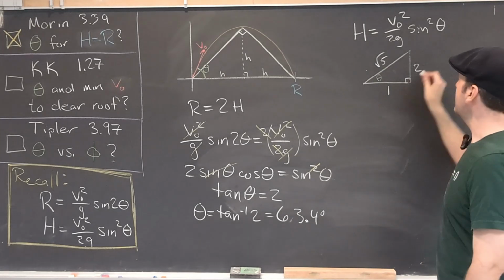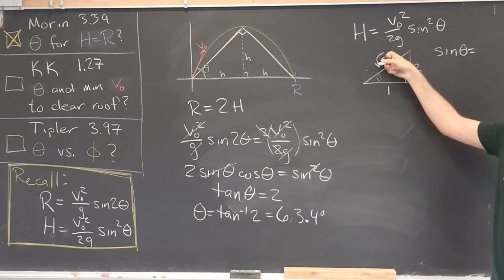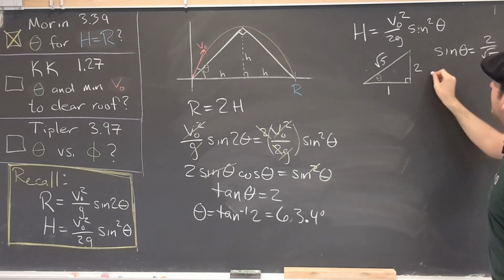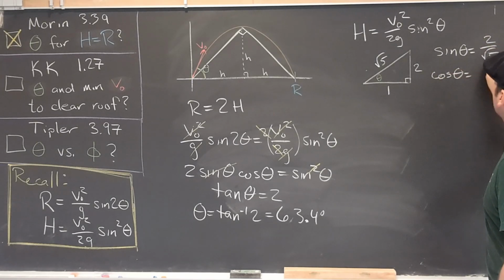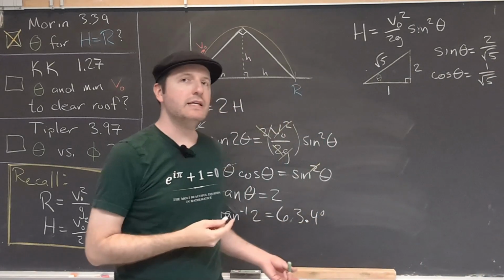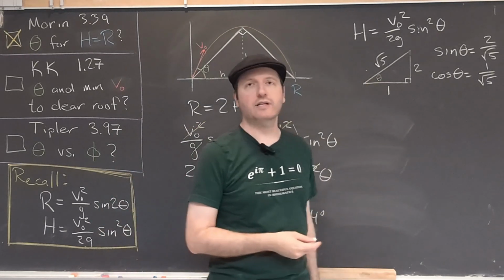And now that tells me immediately that sine theta is opposite over hypotenuse. And cosine theta, if we needed it, would be adjacent over hypotenuse. So that's kind of cute. We never actually needed to solve for theta itself if I'm only concerning myself with sines and cosines.